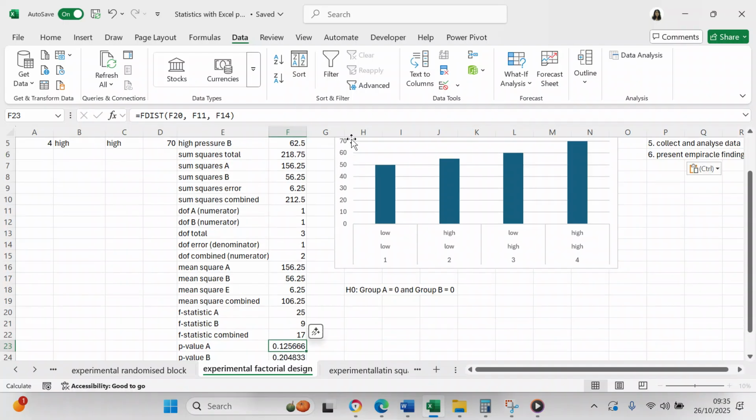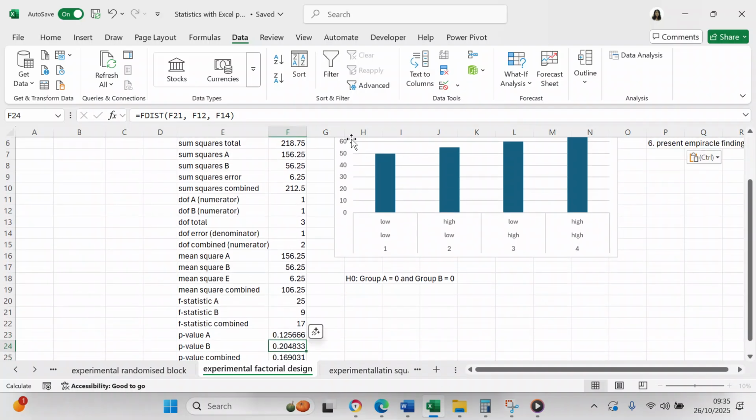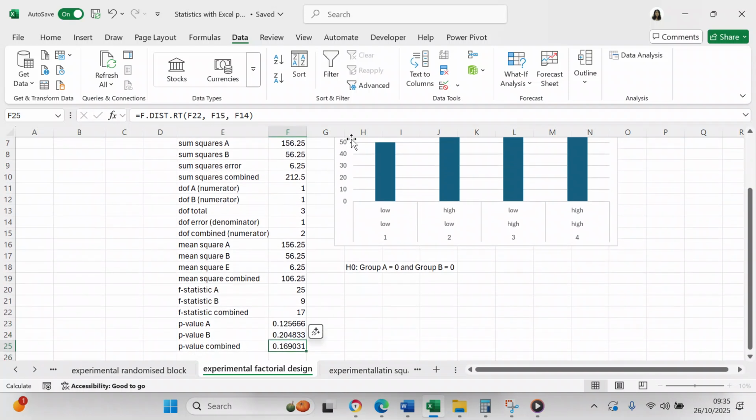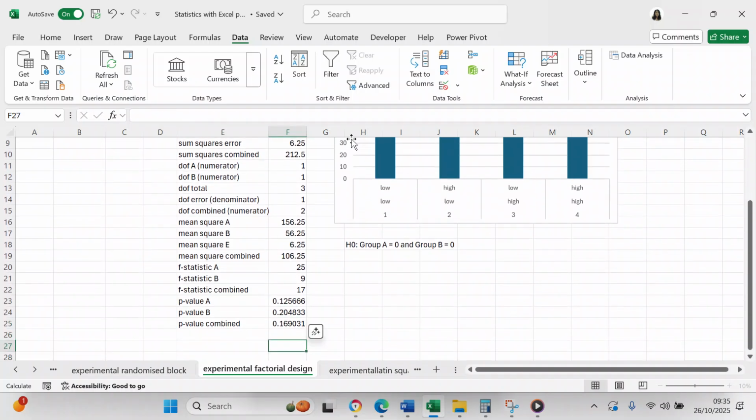You've got your p-value A. So you've got F.DIST.RT brackets F20, F11, F14, and your p-value A is 0.125666. Your p-value B equals F.DIST.RT, F21, F12, F14, and it's 0.204. You've got your p-value combined is F.DIST.RT brackets F22, F15, F14, and that gives you a 1.69.